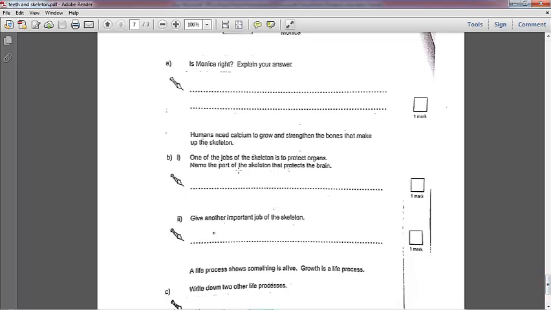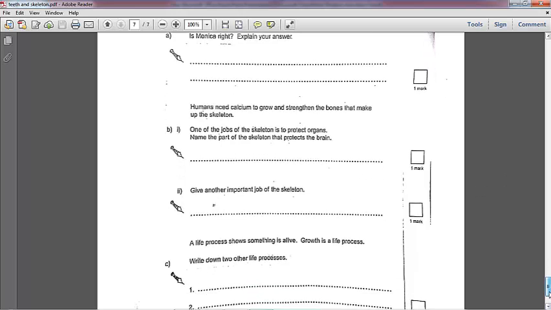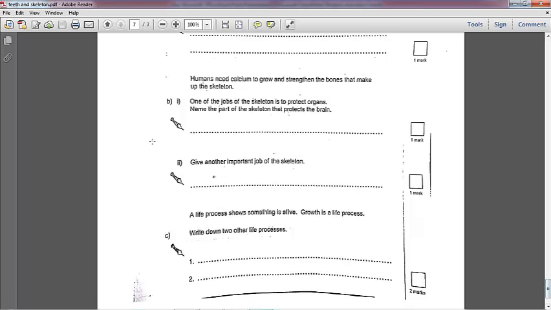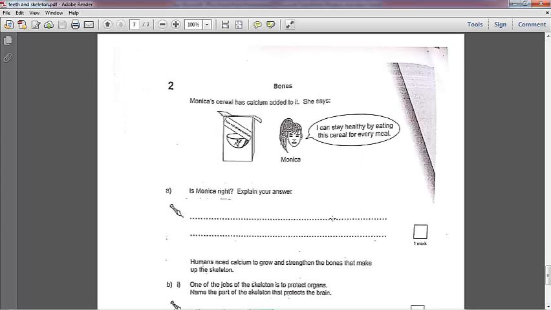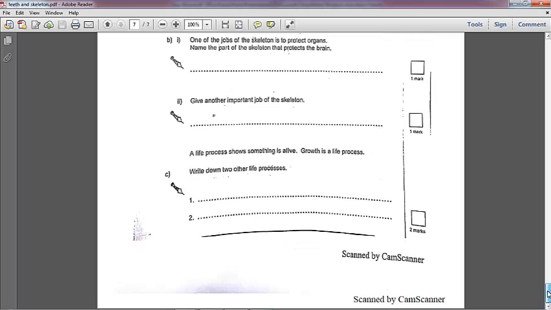One of the jobs of the skeleton is to protect organs. Name the part of the skeleton that protects the brain. Part of the skeleton that protects the brain is the skull. Excellent. Give another important job of the skeleton. Move and support our body.